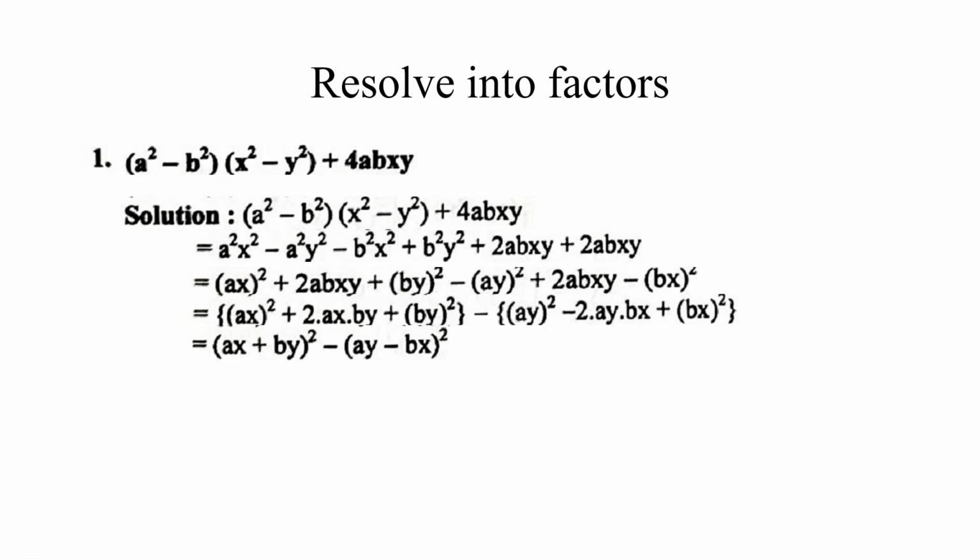And you know the formula, a² − b² means (a + b)(a − b). So you can write this term in this form, (a + b)(a − b), that is first term plus second term into first term minus second term. So this is our required answer.